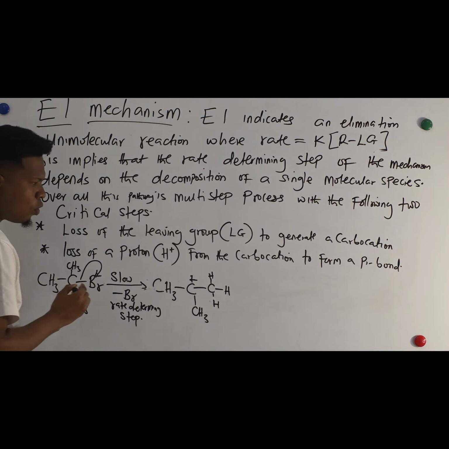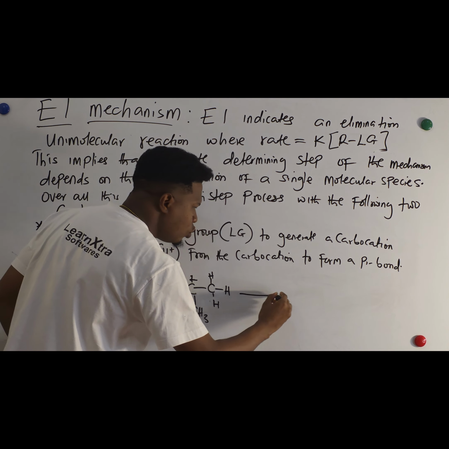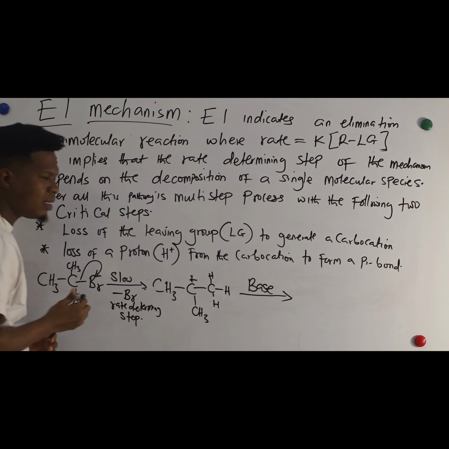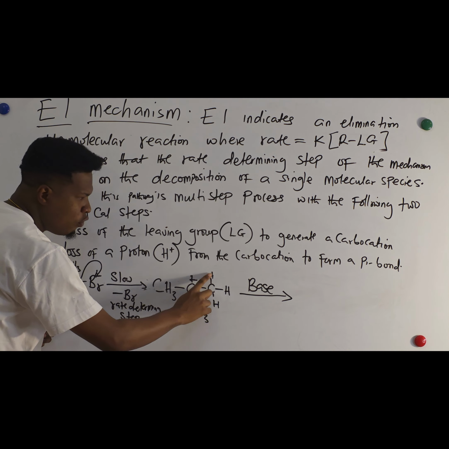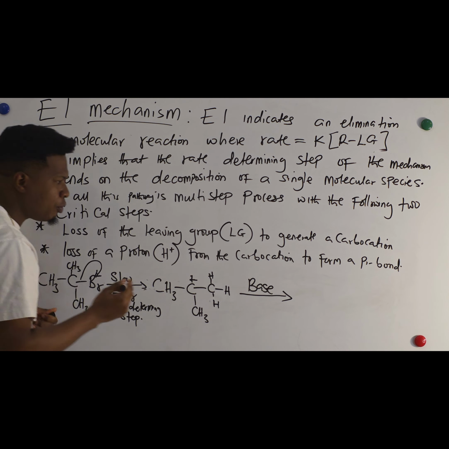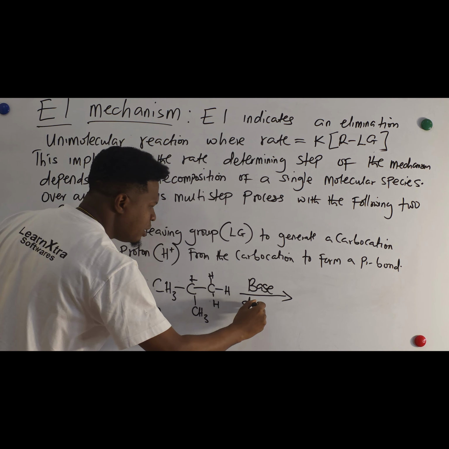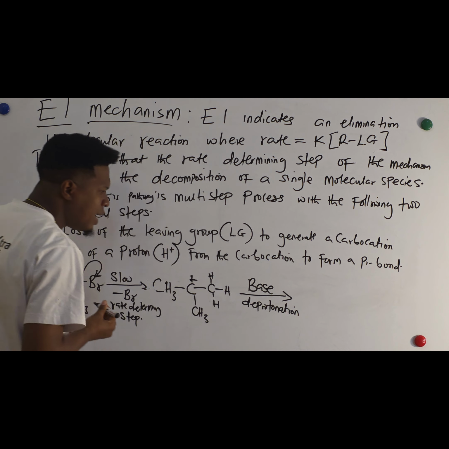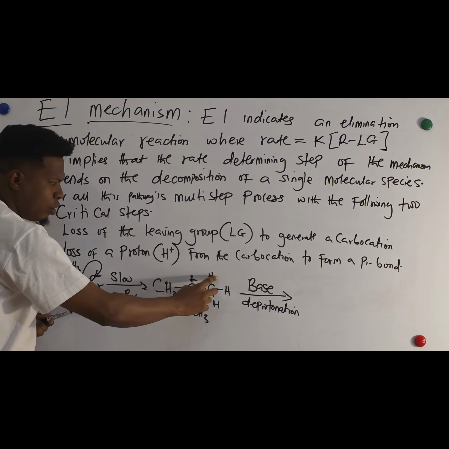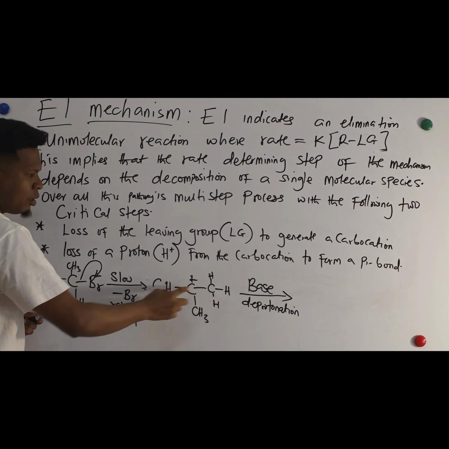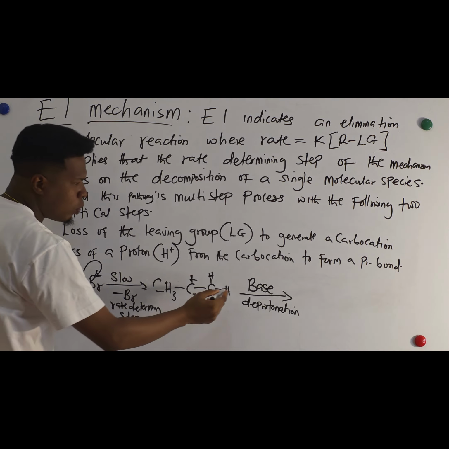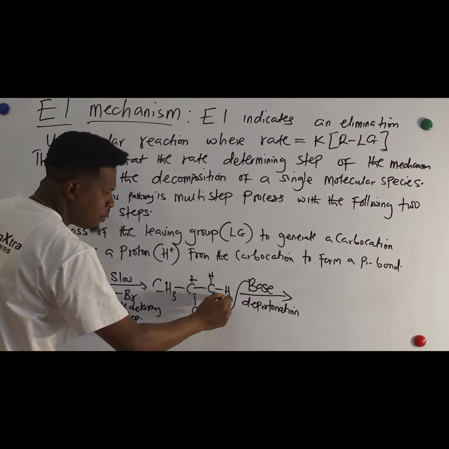Okay, so what happens is that you are going to use a base to deprotonate. Deprotonate means remove one proton from here. So I'm going to deprotonate. It's called deprotonation. Deprotonation simply means eliminate one of the hydrogens from the carbon that is beside this other carbon with the positive charge. So I will quickly, a base here will deprotonate.